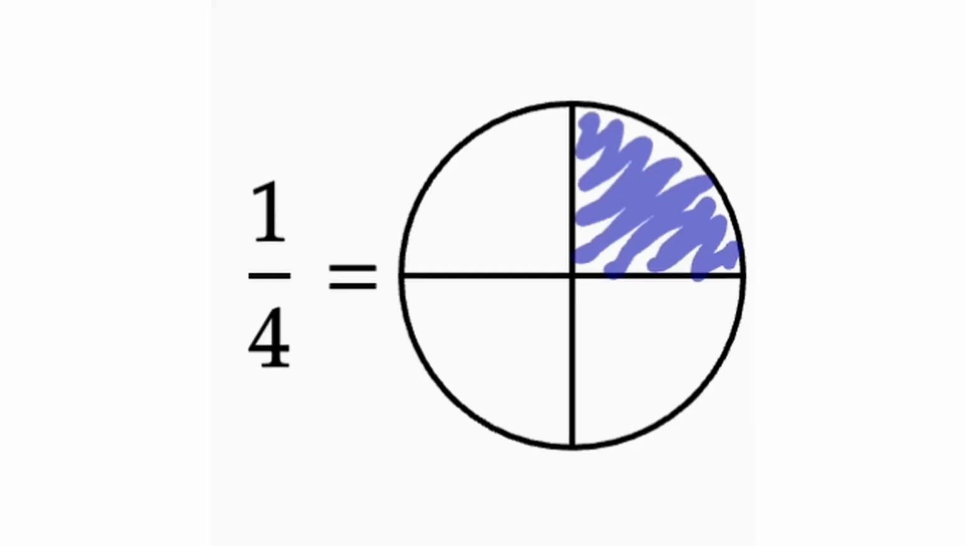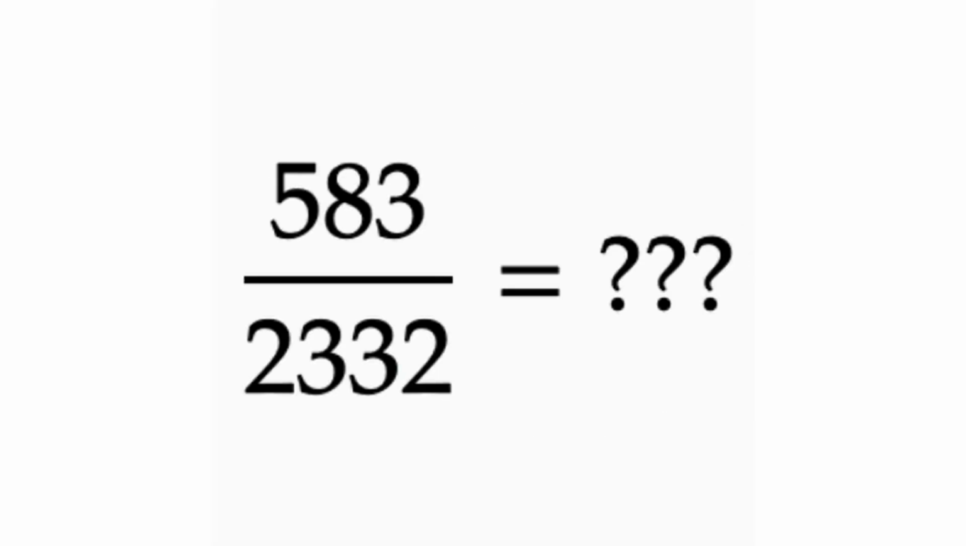This happens when you can no longer divide the numerator and the denominator by the same amount anymore. Why? If the numbers get too big, they can be confusing and hard to work with. If you simplify fractions, however, they are easier to understand, use and compare. You can visualise a quarter, but it is way harder to visualise 583 over 2,332. To simplify a fraction, all you need to do is keep dividing the numerator and the denominator by the same amount until you no longer can.